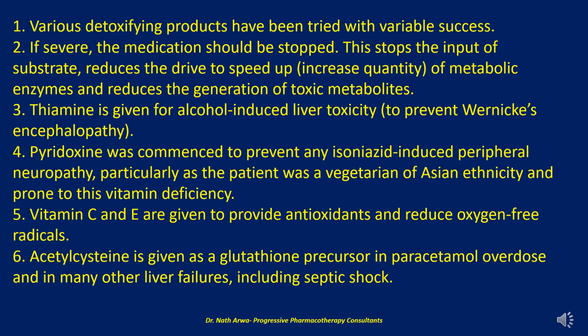3. Thiamine is given for alcohol-induced liver toxicity, to prevent Wernicke's encephalopathy. 4. Pyridoxine was commenced to prevent any isoniazid-induced peripheral neuropathy, particularly as the patient was a vegetarian of Asian ethnicity and prone to this vitamin deficiency. 5. Vitamin C and E are given to provide antioxidants and reduce oxygen-free radicals. 6. Acetylcysteine is given as a glutathione precursor in paracetamol overdose and in many other liver failures, including septic shock.